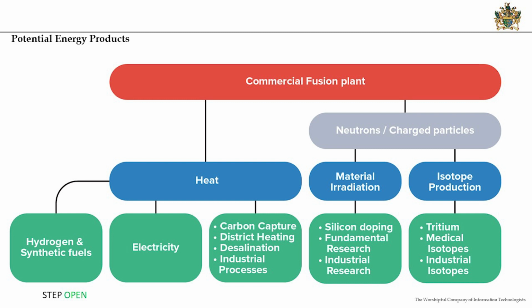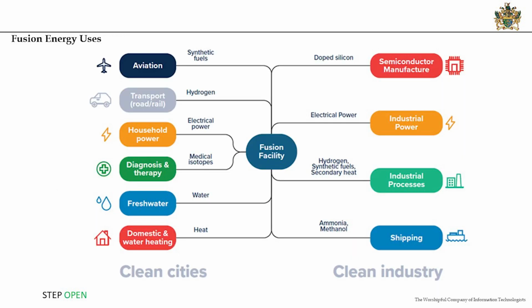So that's one thing. And similarly, you can irradiate things for research purposes and in the production of silicon doping for semiconductor technology. And so that kind of means that fusion has quite a lot of different applications, more or less in clean cities and clean industry is a good way to think about it. So a whole range of things from the aviation sector, transport, as I said, desalination, and through to industrial processes like ammonia for shipping, for example. There's a whole bunch of things we could be using fusion power stations for in the future.